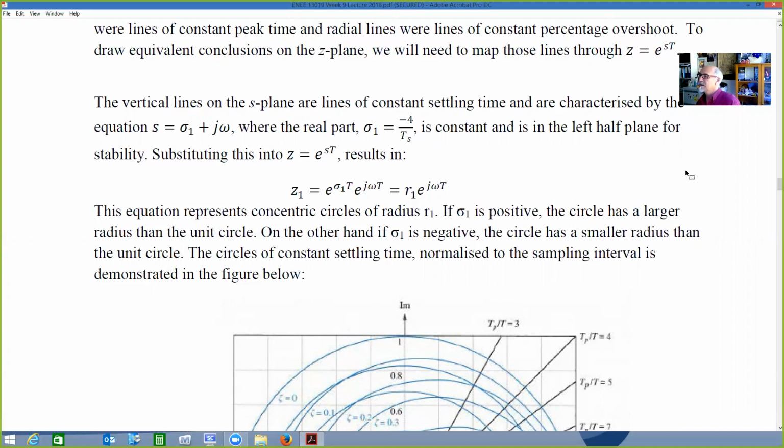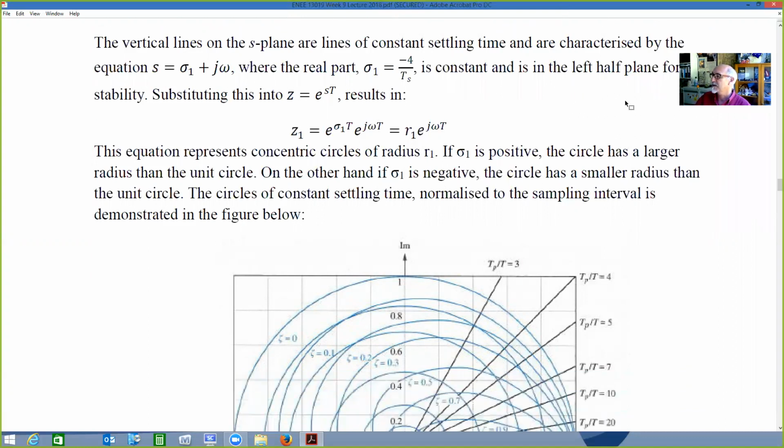Now, substituting this into our little expression for z equals e to the sT will result in z1 equals, again in polar form, e to the sigma 1 T multiplied by e to the j omega T, which equals R1 e to the j omega T. And again, this is all first year mathematics. If you're a little bit unsure of that, you need to brush up on your first year mathematics.